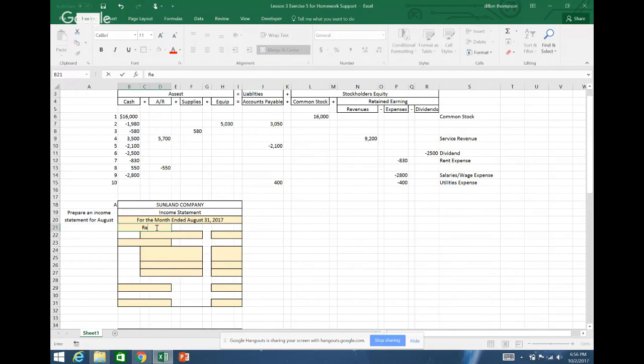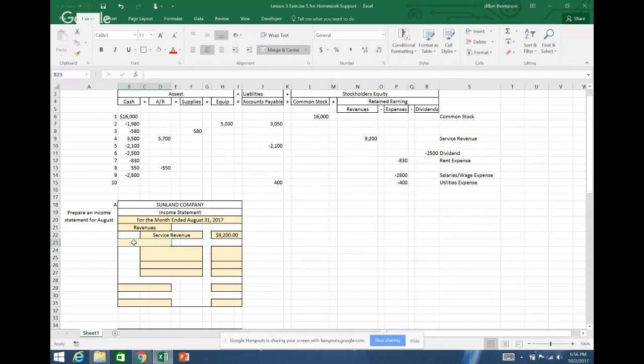The next one right here, since the income statement is revenues minus expenses, this first portion would be revenues, which was right here. We know that it's a service revenue of $9,200. And that again is the service revenue. It doesn't matter which way you fill it. I tend to do this one and then that one. Sometimes I do vice versa, like I just did.